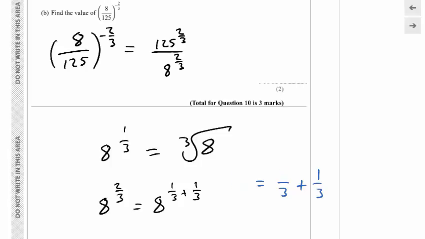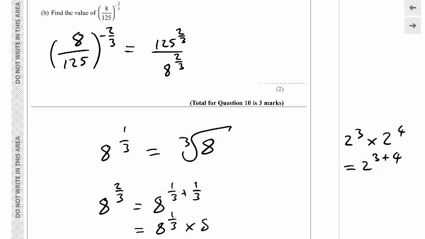So what is 8 to the power of a third plus a third? Well, I'm just really using a law of indices in reverse, right? If I have 2 to the power of 3 multiplied by 2 to the power of 4, then that's just the same as 2 to the power of 3 plus 4. So when I add the powers, it just means that I'm multiplying those two things together. So this is just literally the same as 8 to the power of a third times 8 to the power of a third.